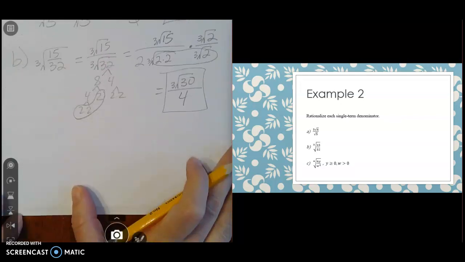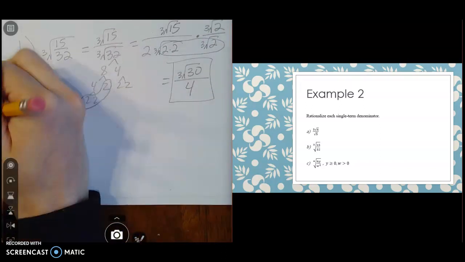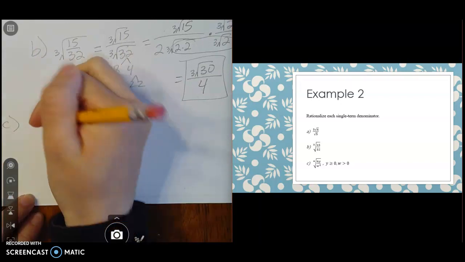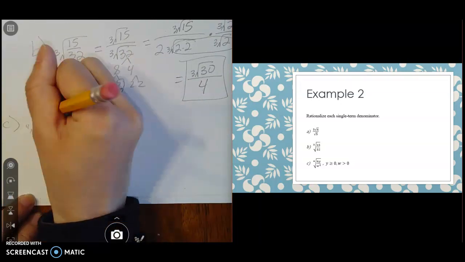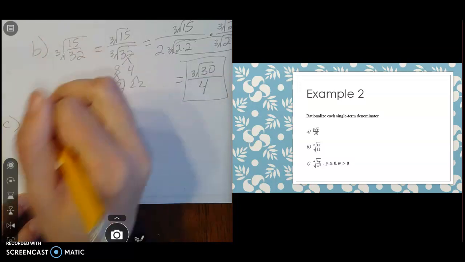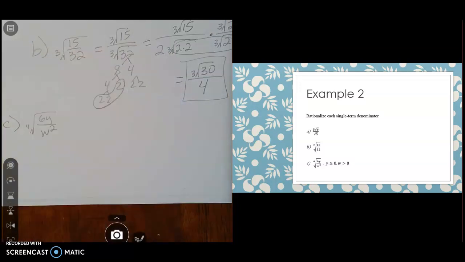All right, C has some fun variables. It's always nice to have some variety with our examples. So in part C, I've got a fourth root of 6y over w squared. And we're just going to assume that all of our variables are positive so that we don't have, we're not dividing by 0. We're not having a fourth root of a negative number. Everything is going to involve a real number at the end.